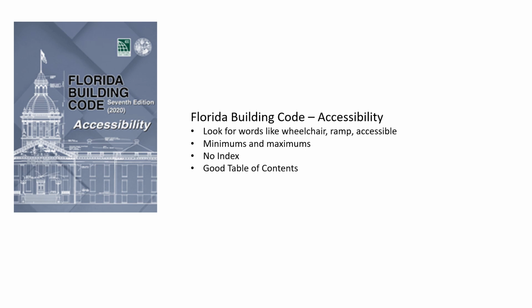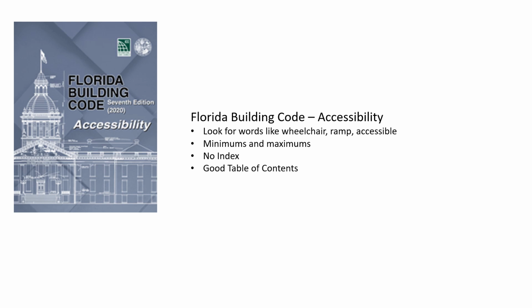Here's an exception to that rule: Florida Building Code Accessibility. This is a federal document, so it is not in the same format as the other Florida Building Codes. We've adopted this accessibility, well, you have to, right? It's a federal law, but there is no index. But there's a really, really good table of contents. You're just going to use that table of contents. It breaks it down very small section by section.